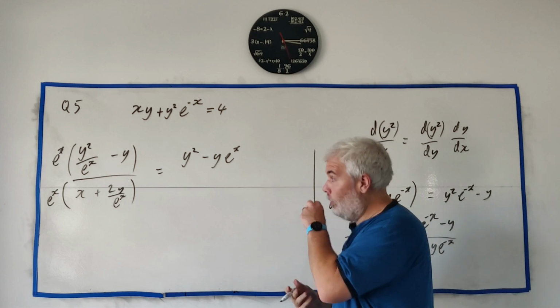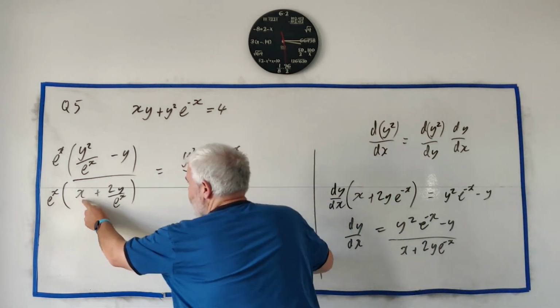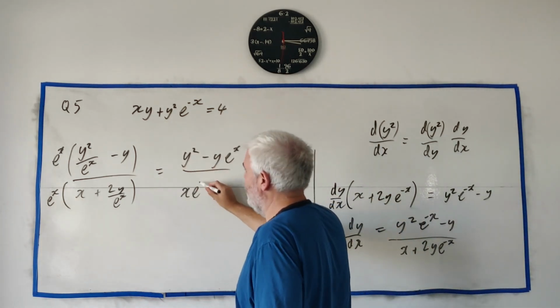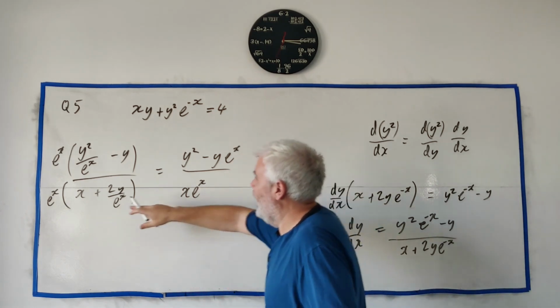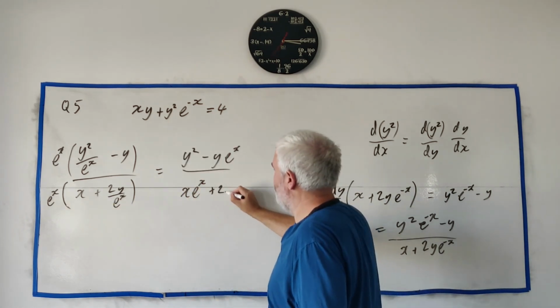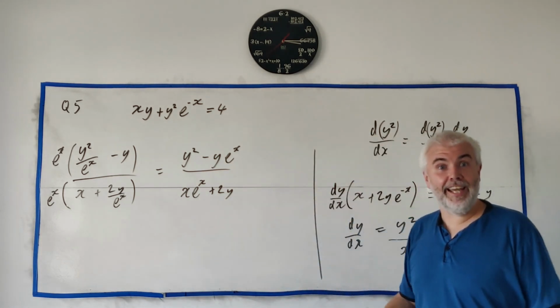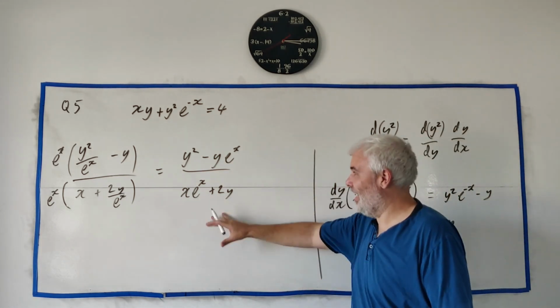That's what they have on their top row. On the bottom row, we get this by that. That's x by e to the x. That's what they have. And this cancels with that, and we get plus 2y. And that's how we get the equation they had.